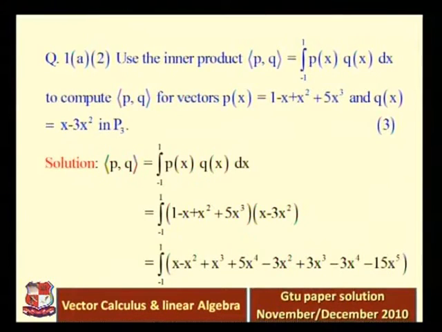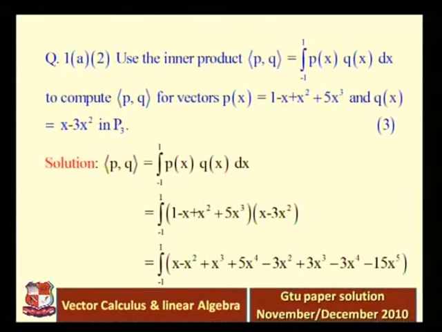Okay, and minus 1 into x, that is plus 1 into x, x minus x square plus x cube plus 5x raised to 4, then plus 1 into minus 3x square, that is minus 3x square, minus x into minus 3x square, that is plus 3x cube, x square into minus 3x square, that is minus 3x raised to 4, and 5x cube into minus 3x square, that is minus 15x raised to 5.